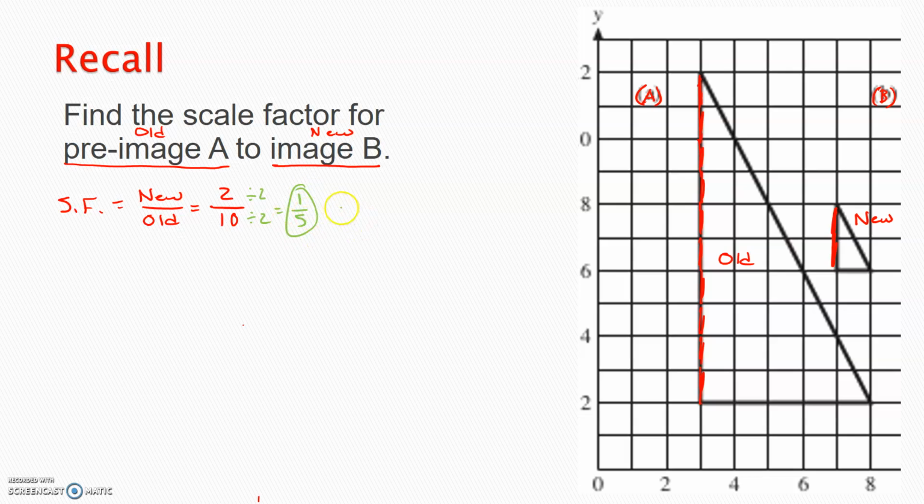And 1/5 is a fraction between 0 and 1, so it makes sense. This was a reduction. I went from the old image to the new image, and it got reduced in size. So that's number 1. You should know how to find a scale factor. You will be tested on that next week. Now let's move on to the next slide.